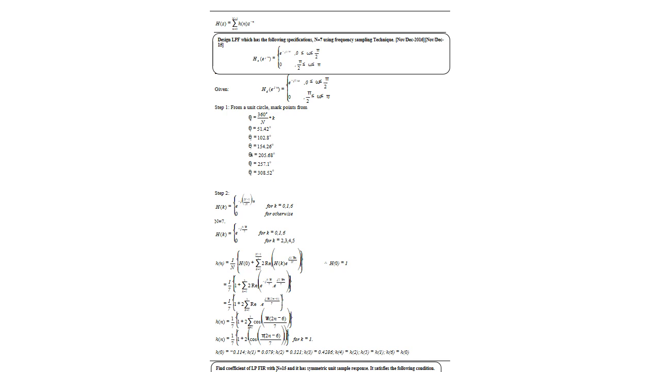The next question is: find the coefficients of a low pass filter with n equal to 15 that has a symmetric unit sample response. So it satisfies the following condition.